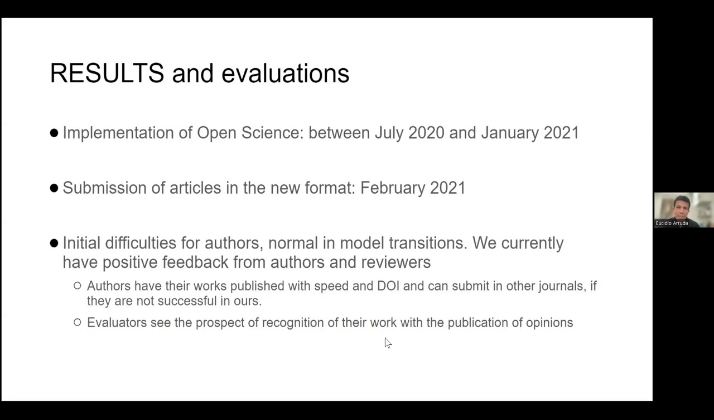And there was an initial difficulty of authors and evaluators in the transition period, but currently we have received several accolades for the process because it's more transparent and faster in scientific dissemination. The authors observe greater speed in the dissemination of the research, and the evaluators perceive a greater appreciation of their work with the publication of their opinions. This is a bit of our experience.